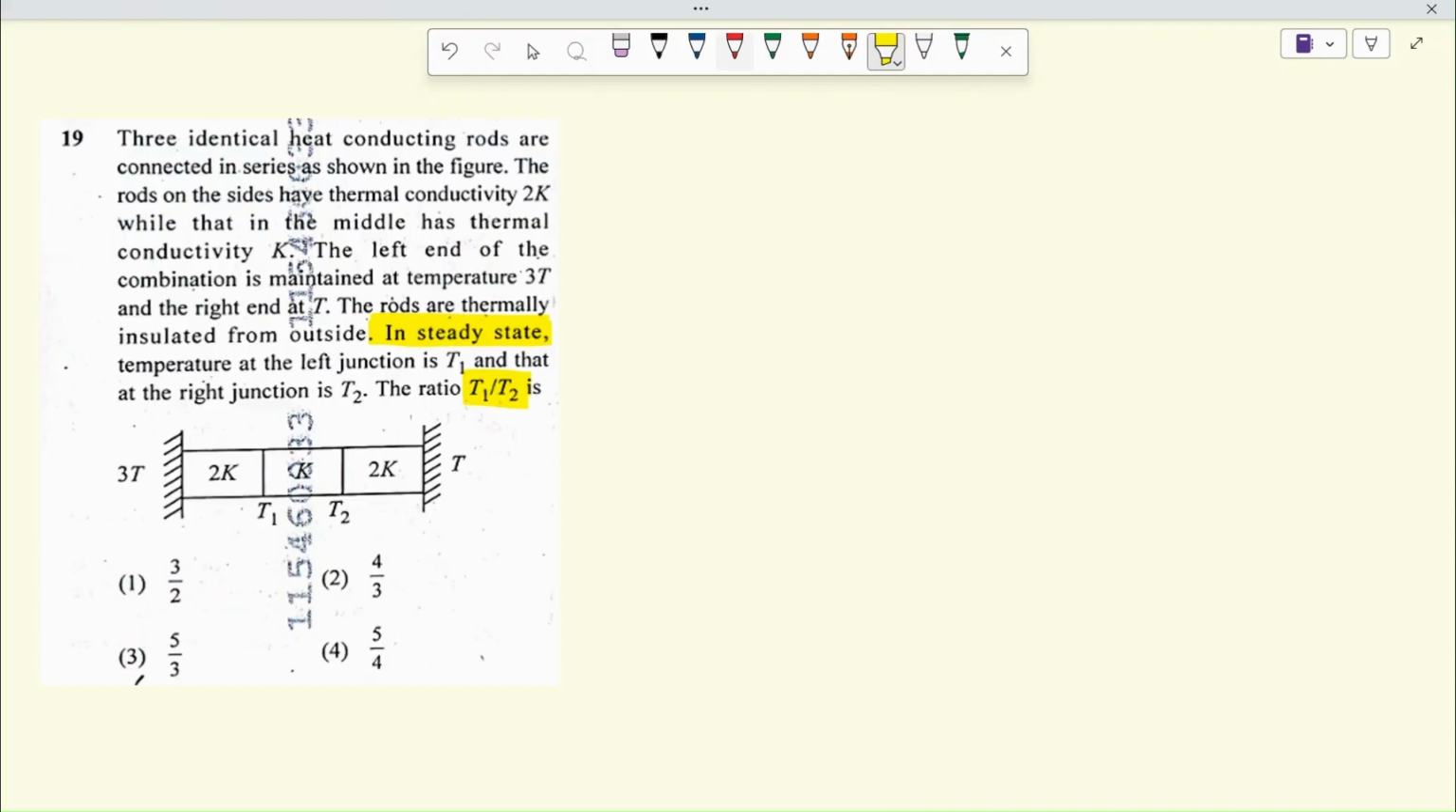So let us obtain some equations first. Take this one as 3 different sections. So let us name them first section, second section and third section.